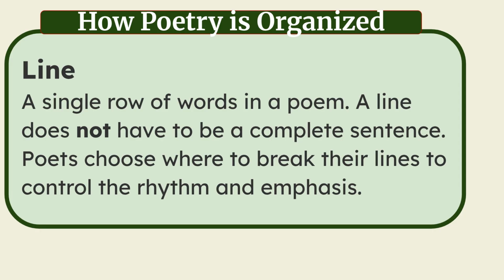A line is a single row of words in a poem. This is different from prose, where a sentence runs until it is grammatically complete. In poetry, a line does not have to be a complete sentence. The poet decides where to break the line, and that decision changes how the reader experiences the poem.